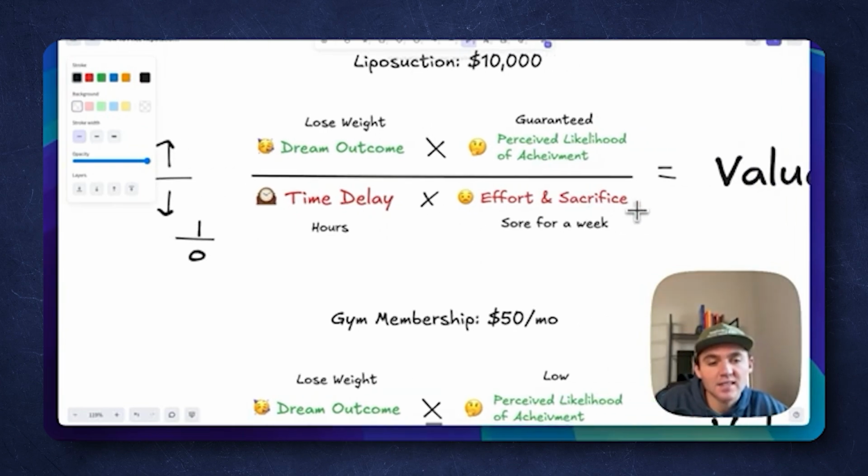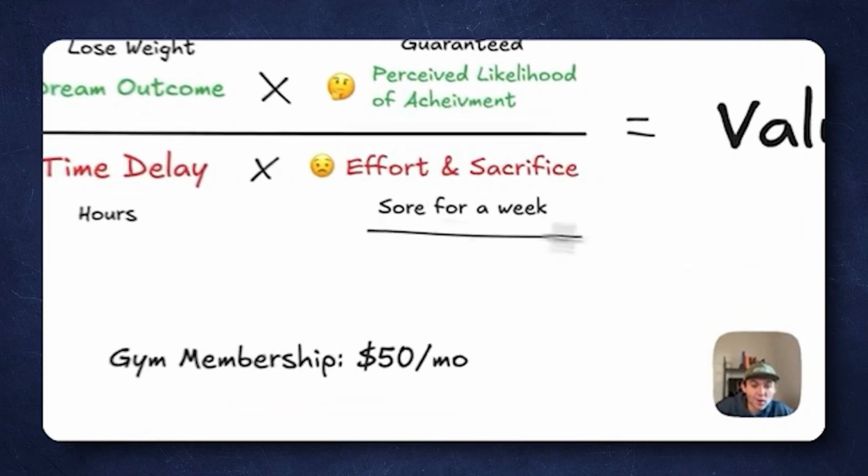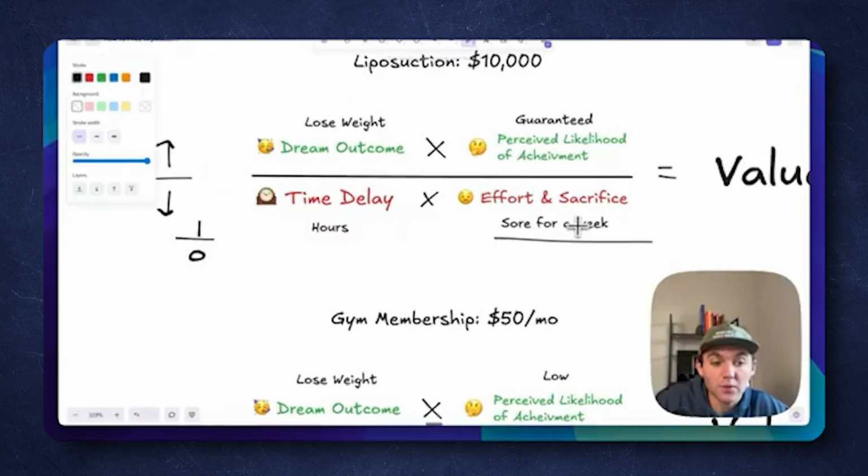And the effort and sacrifice, effort is things that you have to start doing that you don't want to do, and sacrifice is things that you have to give up doing that you already are doing. And so the only effort and sacrifice you have here for liposuction is you might be sore for a week, might have to miss work. It's super easy. It's a no-brainer.